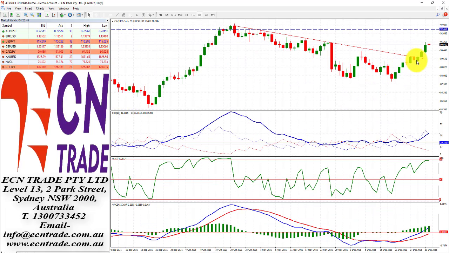CAD yen, since breaking the trend, is heading higher and it's pretty hard to put a topside target considering where we're currently placed. But we are overbought, so let's see how strong this rally can be. That is from a weaker yen and a firmer CAD.